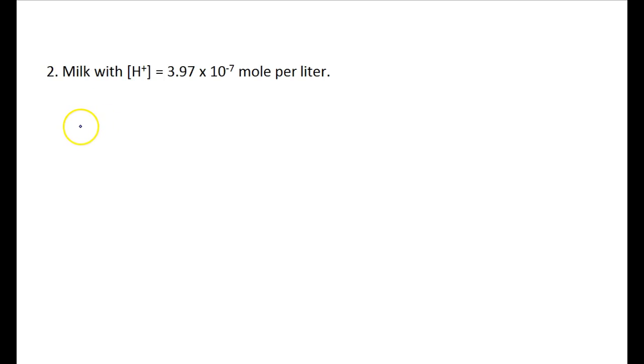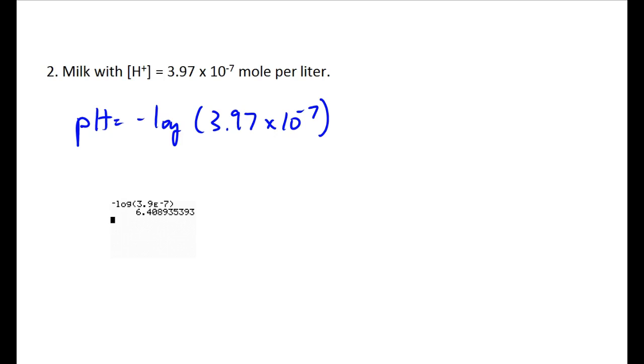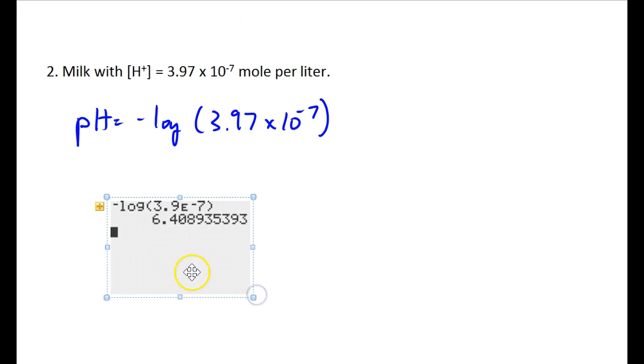Well, let's figure out what the pH is of milk. So the pH is going to be the negative log of 3.97 times 10 to the negative 7. We'll clear that out. Okay, negative log 3.97 e to the negative 7, 6.4. So that's pretty close to being neutral, isn't it? Because remember that 7 is neither acid nor base.